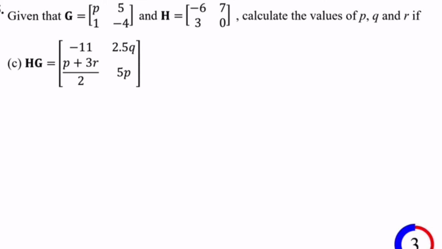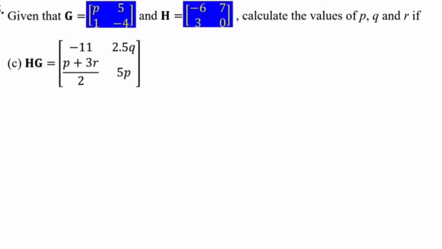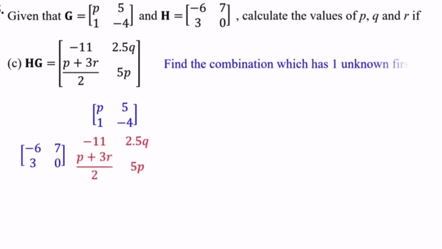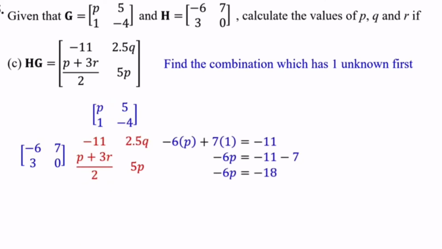Hg is equal to negative 11, 2.5q, p plus 3r over 2, and 5p. So we are going to multiply these two matrices and equate with the answer given. So let's do it carefully. Negative 6, okay, we will find a combination which has one unknown. So negative 6 times p plus 7 times 1 is equal to negative 11. So we can solve the p easily. Negative 6p equal to negative 18.